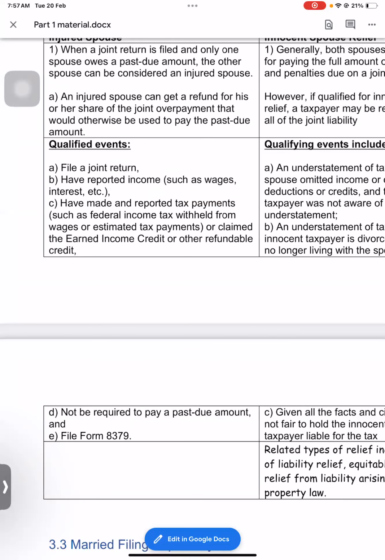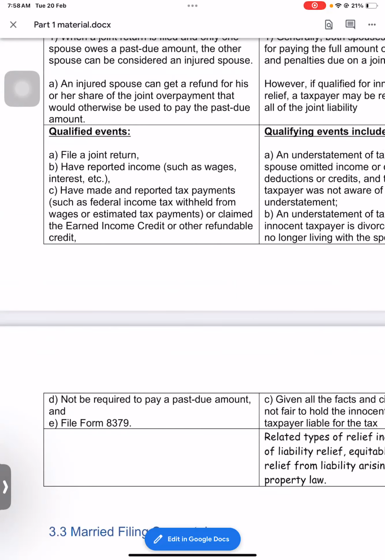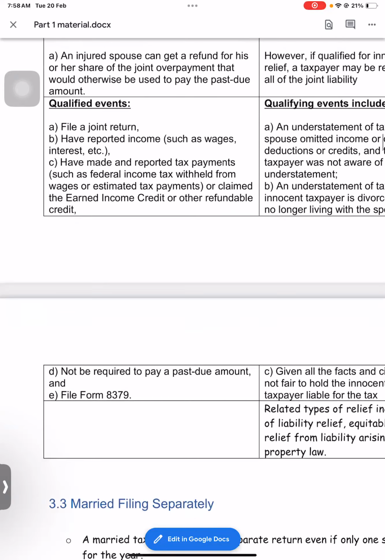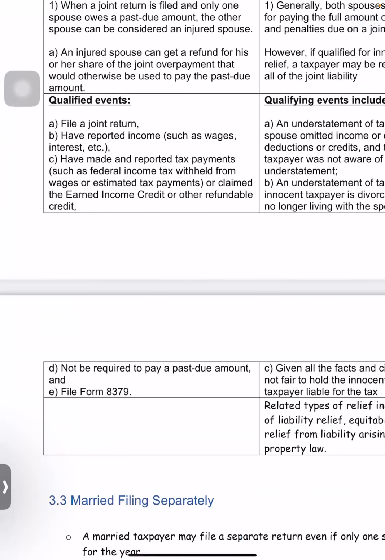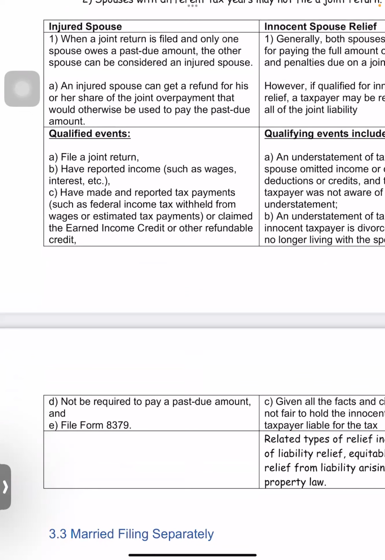And the last point in case of injured spouse is: not be required to pay any past due amount once you have been qualified for injured spouse, and you have to file form 8379.